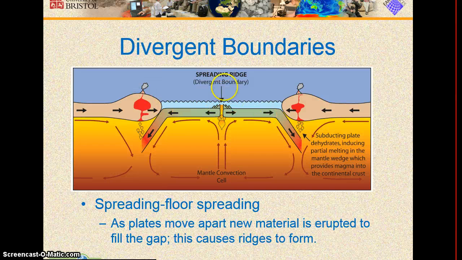But out here in the middle of the ocean, say we're out in the Atlantic Ocean, it's called a mid-ocean ridge or a spreading ridge or spreading zone. And this is where the magma rises, pulls it apart, and then you can see the oceanic crust sinks. Okay, so go ahead and write this.